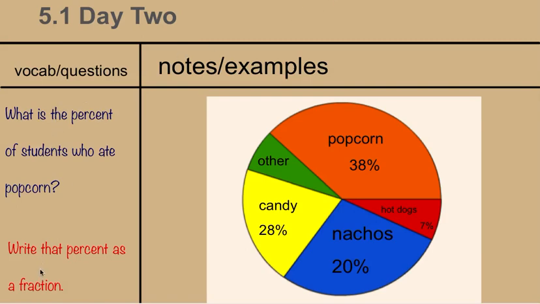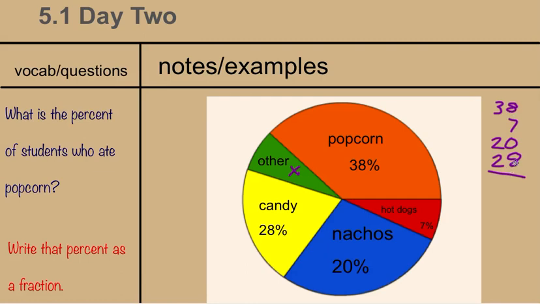We have one statement and two questions here. The first question said, what is the percent of students who ate popcorn? So I'm going to look here, and I have 1, 2, 3, 4, 5 different categories. I have a category that has 38% in it, a category with 7. Here's popcorn, hot dogs. I'm just going to continue going around the circle. 20%, 28%. And then this one I don't know. Whatever they ate is right there.